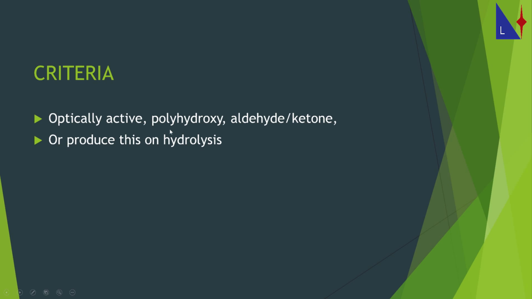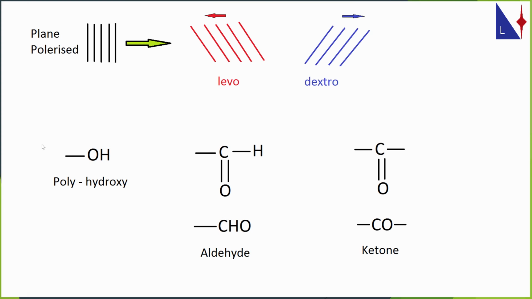Now, what is the meaning of optically active? The meaning of optically active is that if we take that substance in a transparent container and pass plane polarized light through that solution, the plane polarized light will be rotated either towards the left or towards the right. If it is rotated towards the left, it will be called levorotatory, and if it is rotated towards the right, it will be called dextrorotatory. So this rotation, left or right, is called optical activity.